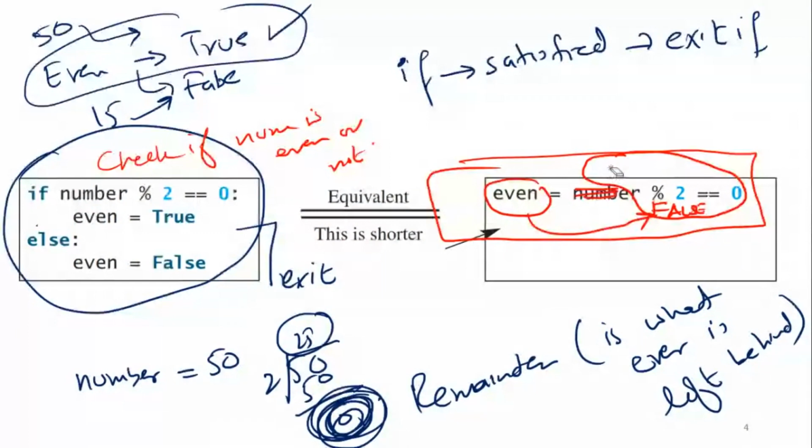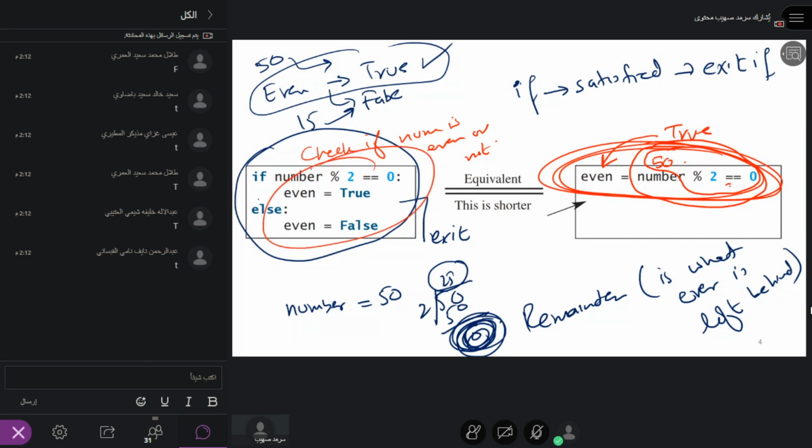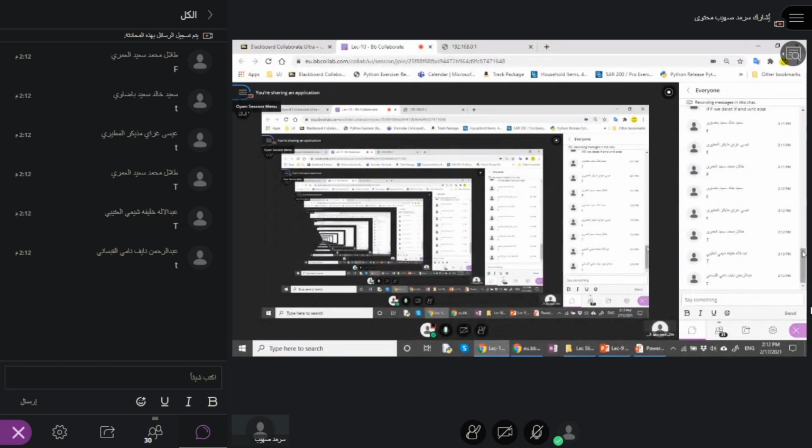Now let's say this number is 50. Is this statement true or false? Is the remainder of 50 divided by 2 equal to 0 or not? Yes, it is true. Therefore, this statement becomes true. So this code is the same as this code. They perform the same operation.